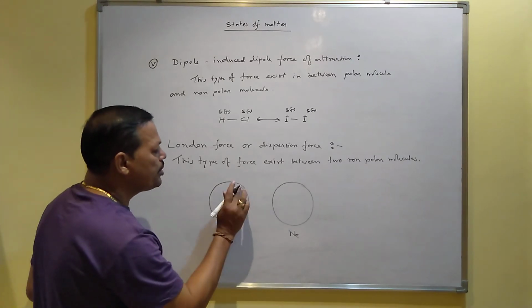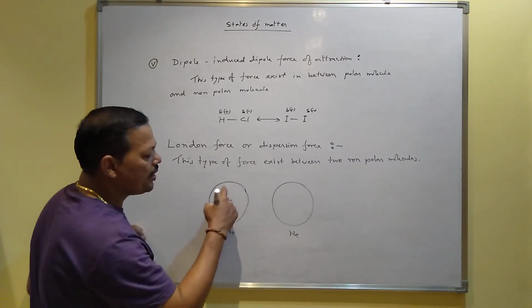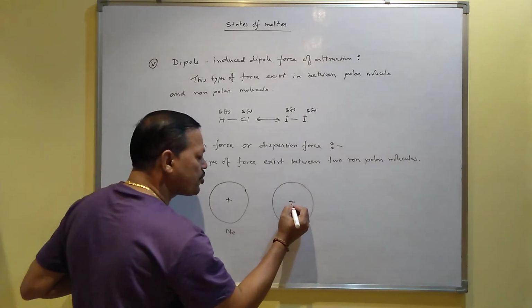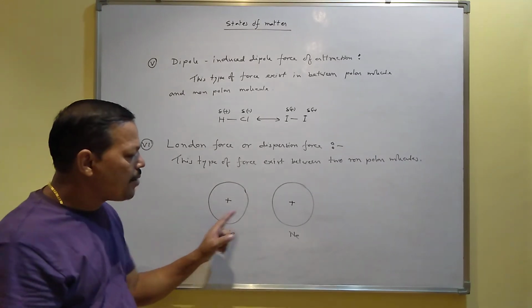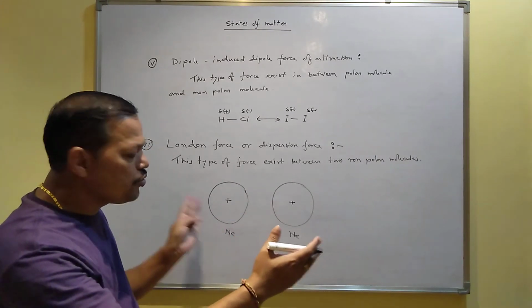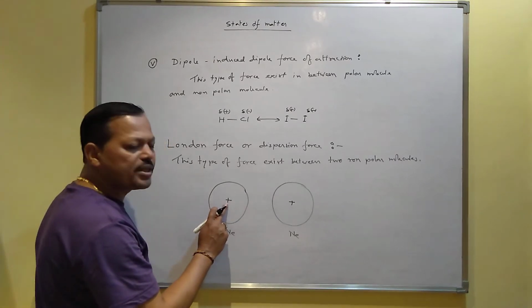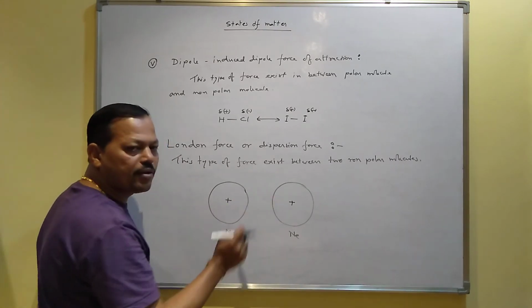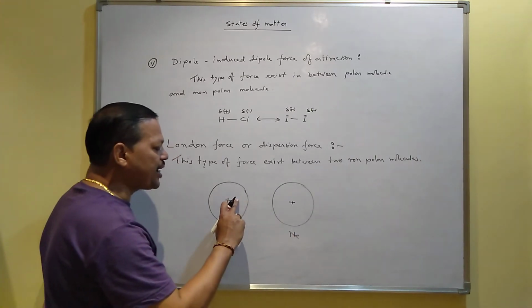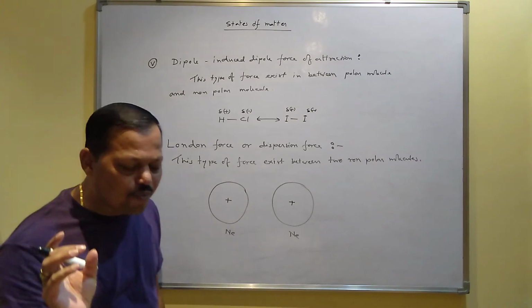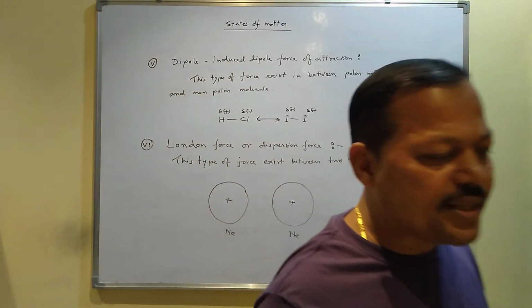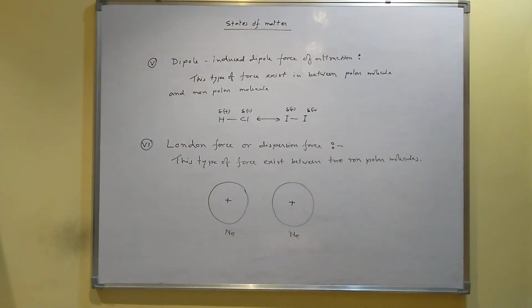As you know, this neon contains a nucleus and the electrons are present. Similarly, this neon also contains a nucleus and electrons. So when this neon atom comes closer to this neon atom, the nucleus of this neon attracts the electrons of the other neon. Similarly, the nucleus of the other neon attracts the electrons of this neon. Although it is a non-polar molecule, there is some force of attraction between the nucleus and the electrons of the other atom, and this type of force is called London force or dispersion force.